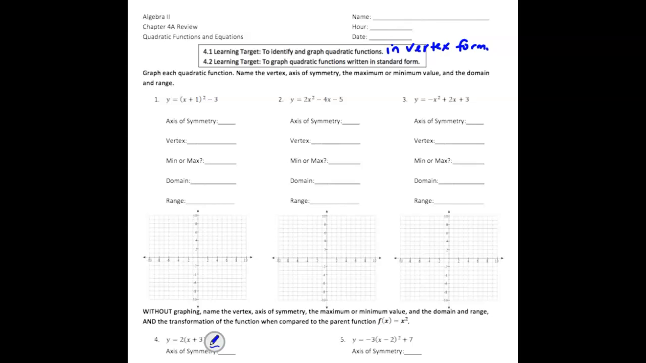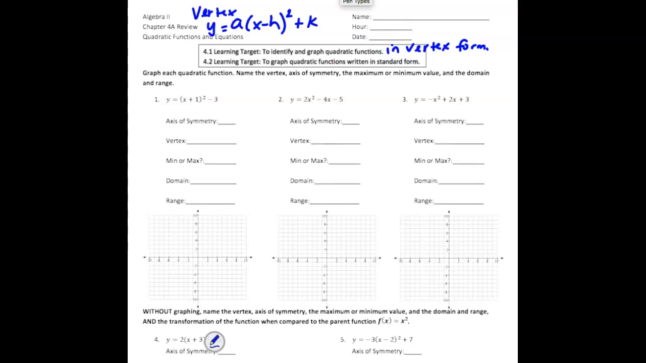So if you remember, vertex form is that one that looks like our transformation formula. So we're looking at H and K being the vertex, and our A value tells us if it opens up or down. It tells us if it's stretched or compressed, that kind of transformation. Okay? Clean that up a little bit here.